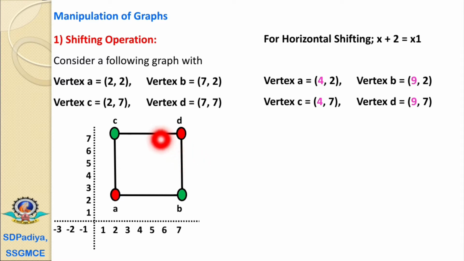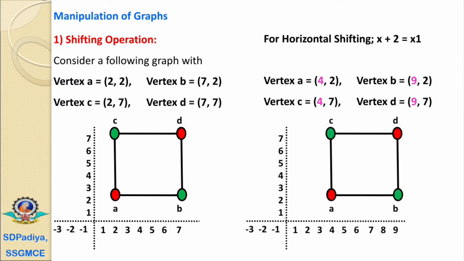Therefore, I have to increase the x coordinate of every vertex by 2. Now this 2, 2 will become 4, 2. For the vertex B, coordinates are 7, 2. Therefore now it will be 9, 2. For vertex C, coordinates are 2, 7. Therefore it must be 4, 7. And for vertex D, coordinates are 7, 7. Therefore it must be 9, 7. And if we plot a graph with these coordinates, then we'll get the graph like that.